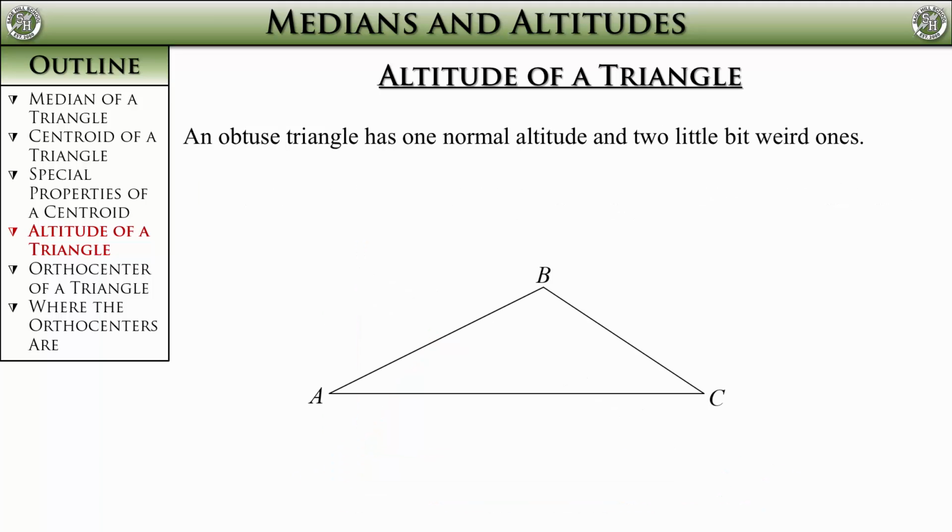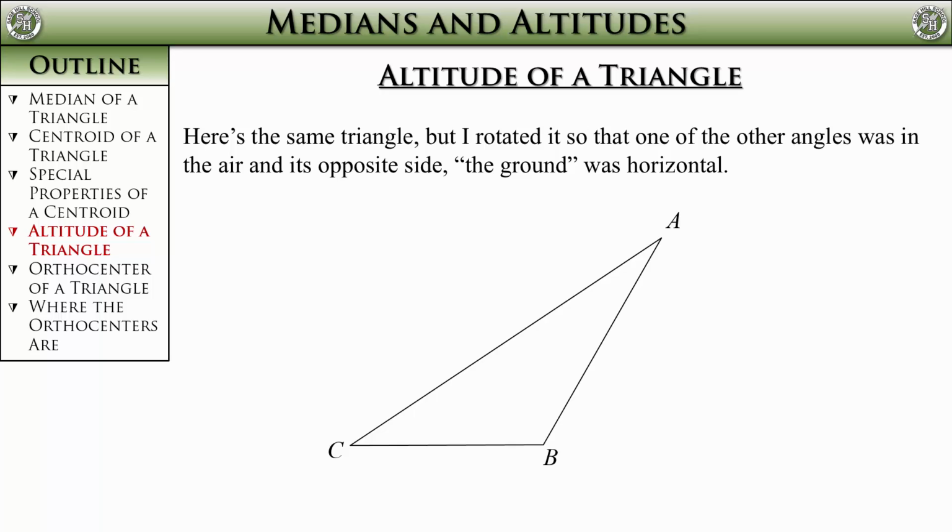An obtuse triangle has one normal altitude and two a little bit weird ones. First, the easy one. From the obtuse vertex angle, you simply draw the perpendicular to the opposite side. No problem. The obtuse angle plays very nicely. Here's the same triangle, but I rotated it so that one of the other angles was in the air, and its opposite side, the ground, was horizontal. What happens now? How far is vertex A off the ground?